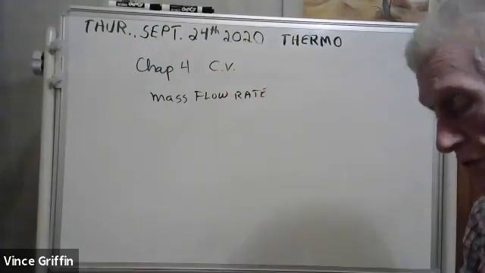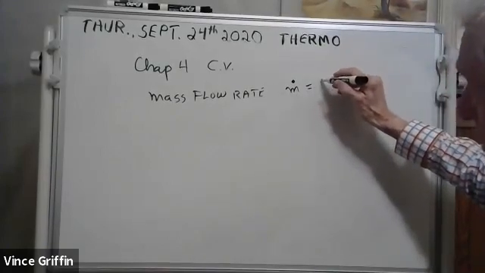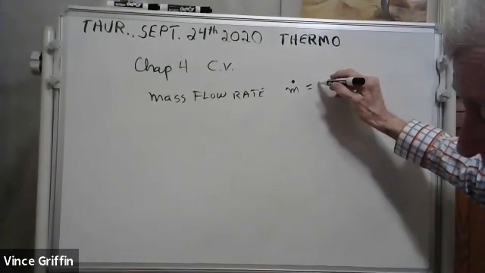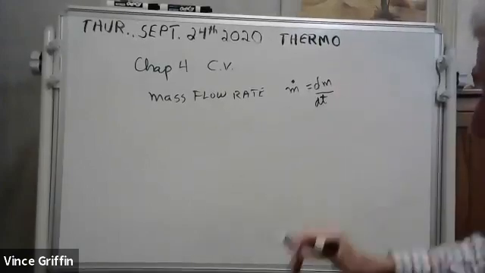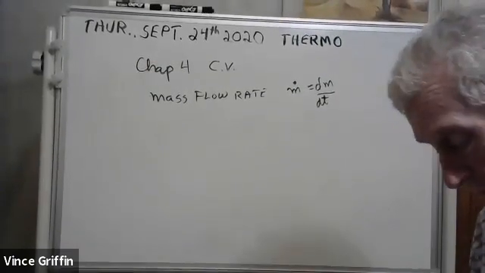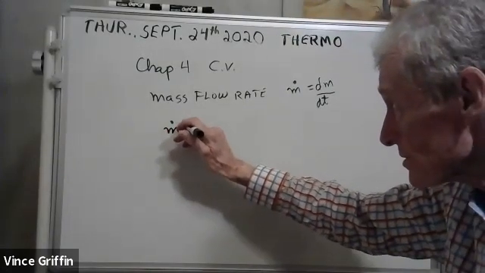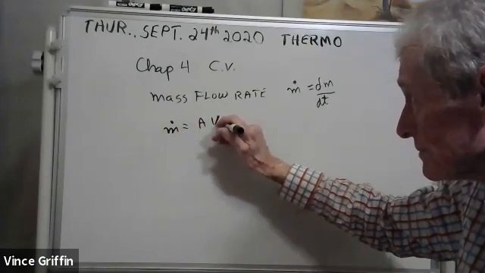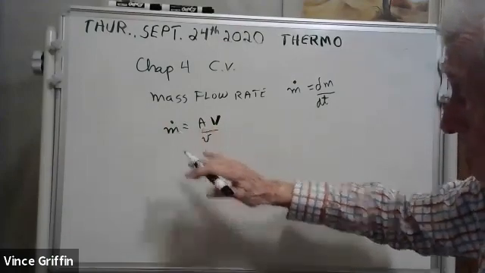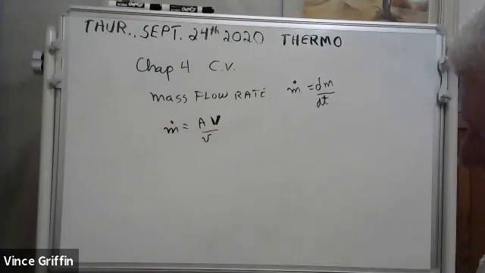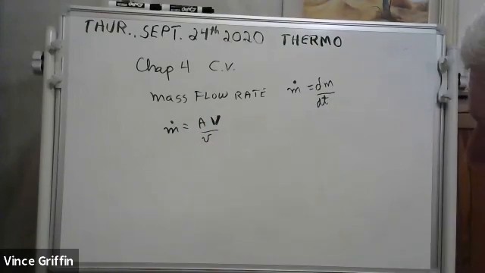And what you have is mass coming in. The symbol is m dot. It's the amount of mass that you have coming in divided by the time that it takes to come in. That's what mass flow rate is. Now there's an equation for it. It goes like this, where A is your area, V is your velocity, and little v is your specific volume.